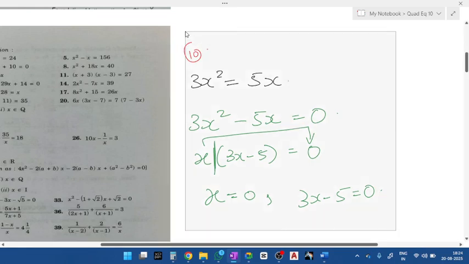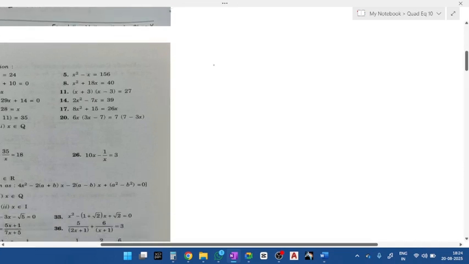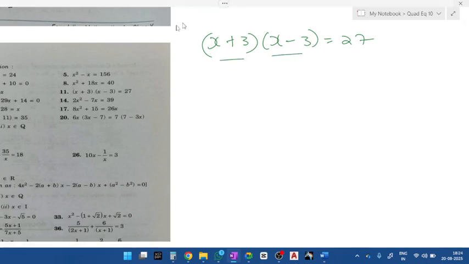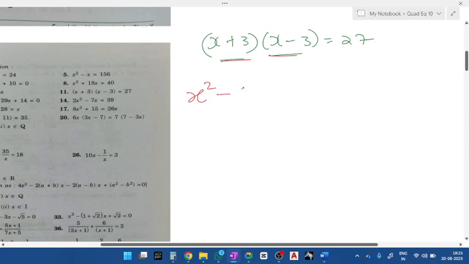Next question. Try the next one, the 11th one. x plus 3 into x minus 3 is equal to 27. See, on the right hand side you shouldn't have any numbers. On the right hand side you should have only 0. What will you do with this 27? You have to shift it to the left hand side. Before that, can you see these two? How do they look? What is a plus b into a minus b? x square minus 3 square. Bring this minus 27 to this side, equal to 0.